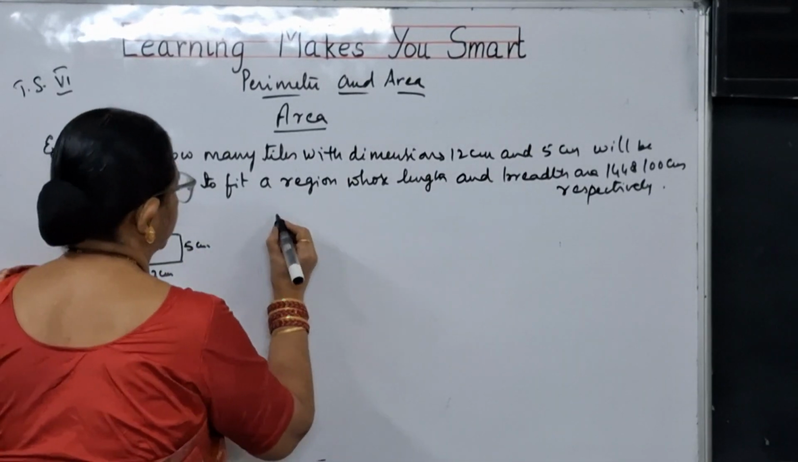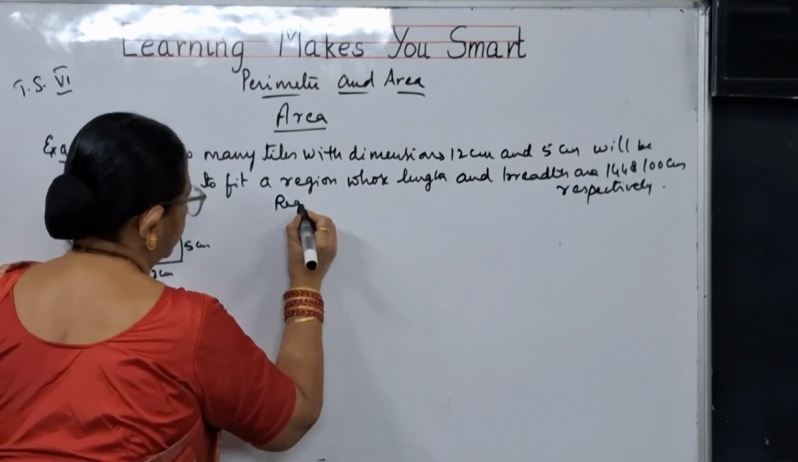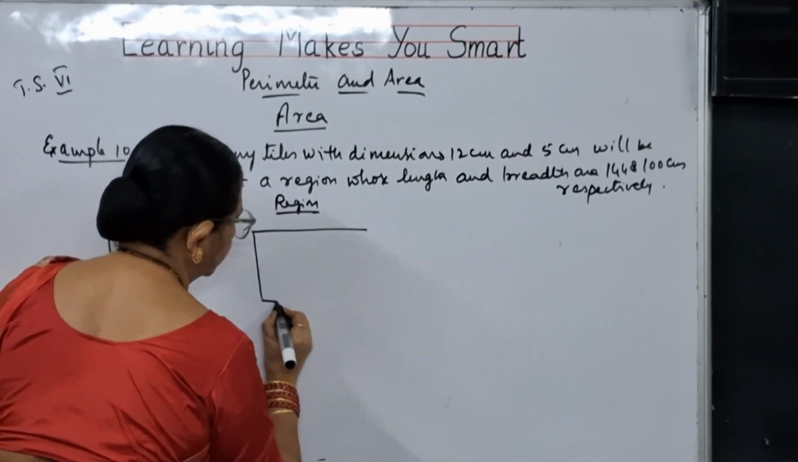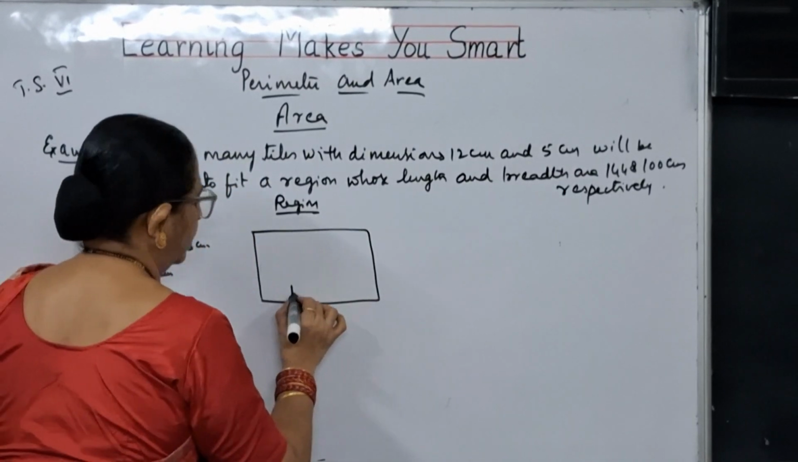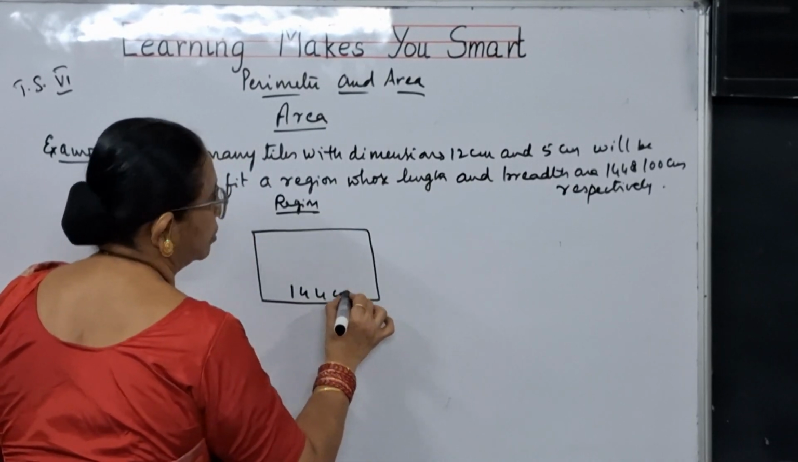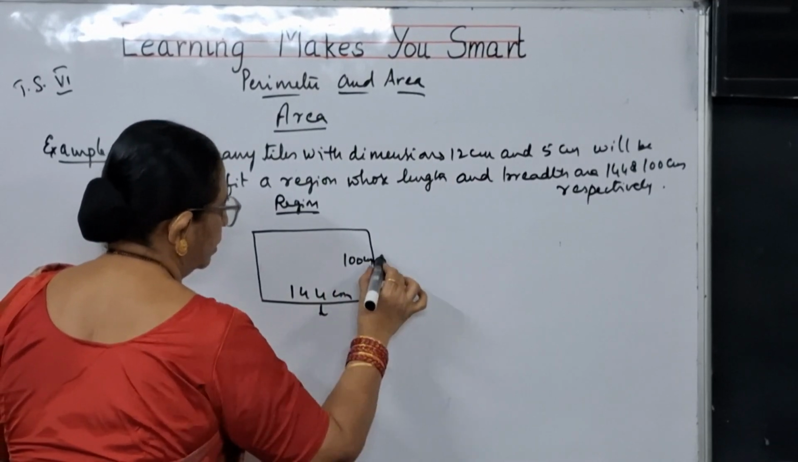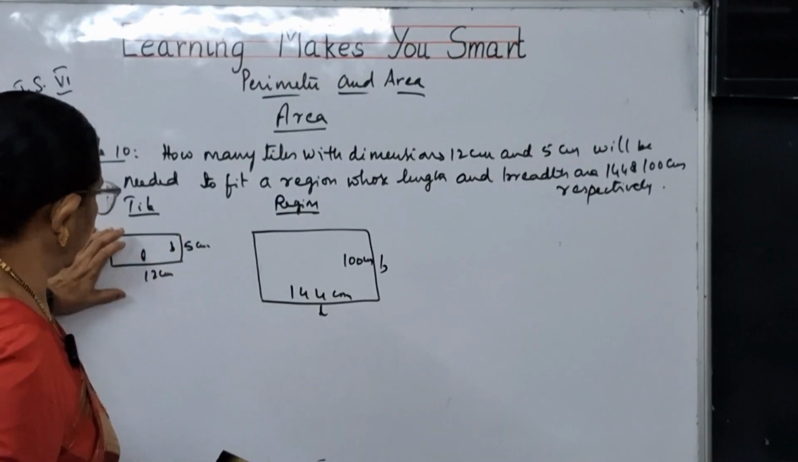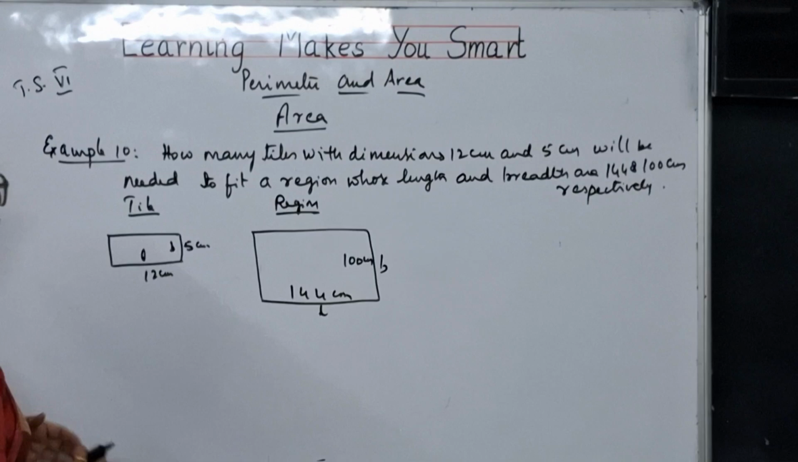This should be fixed in a big region. What is the region figure? A region is a big rectangle like this, in which the length is 144 centimeters and breadth is 100 centimeters. So this is the length, this is breadth. Here also this is the length, this is breadth. How many of these tiles will be fixed here? That you need to find out.